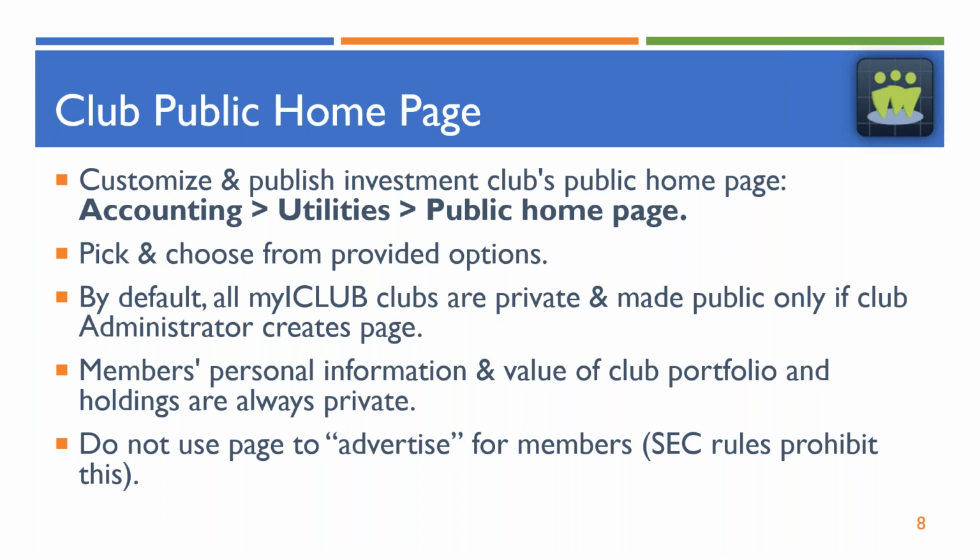You'll sign into the site as normal. This is not the home tab that you see when you first sign in. It's something brand new. So you'll go up from accounting to utilities. On the utilities page, you'll see a new link that says public homepage. You click that.